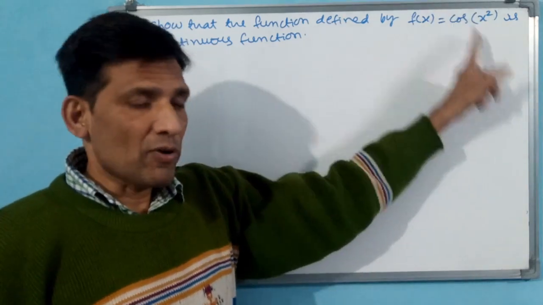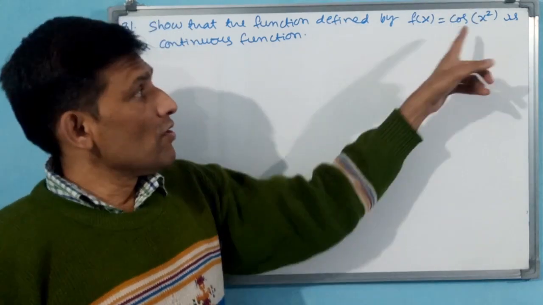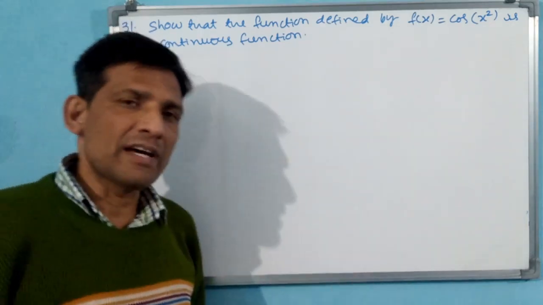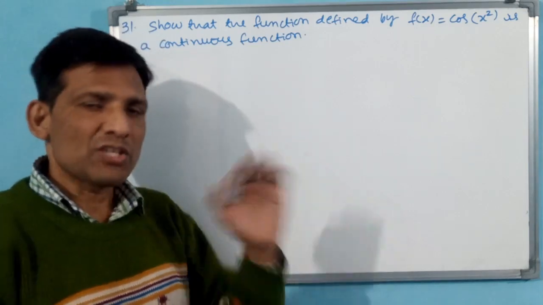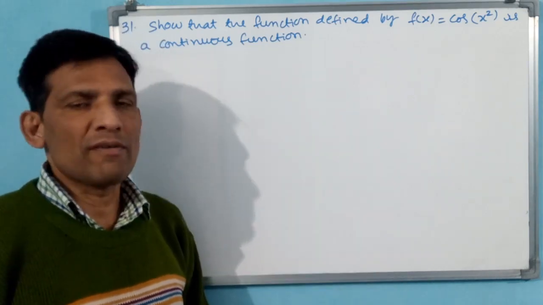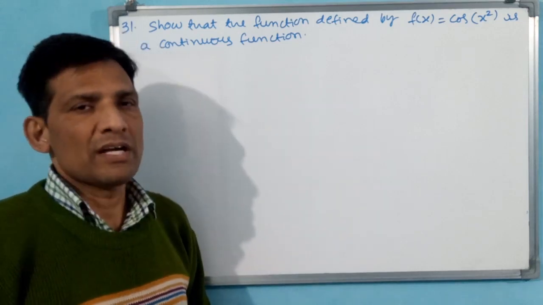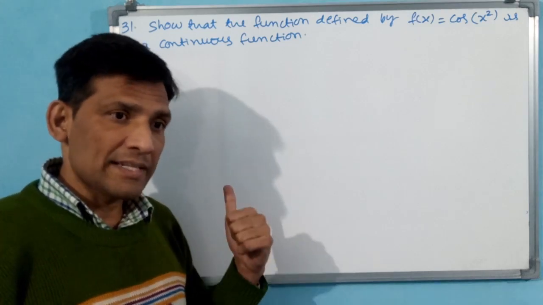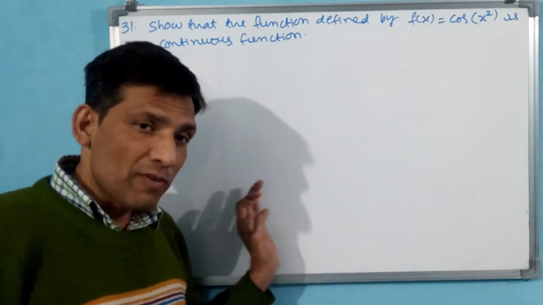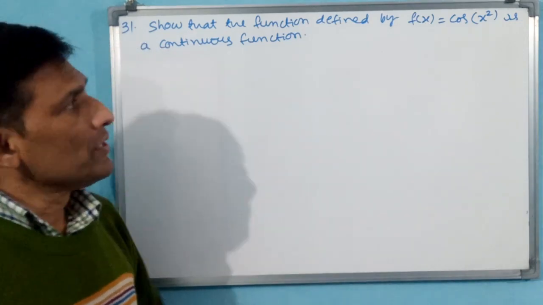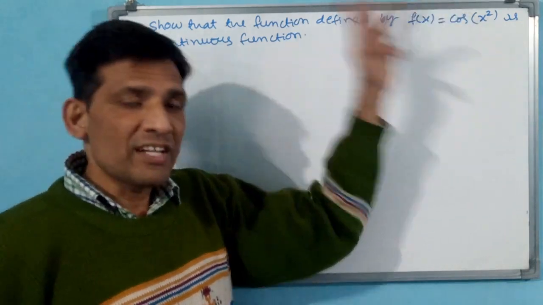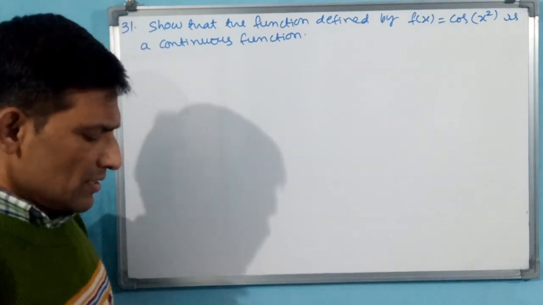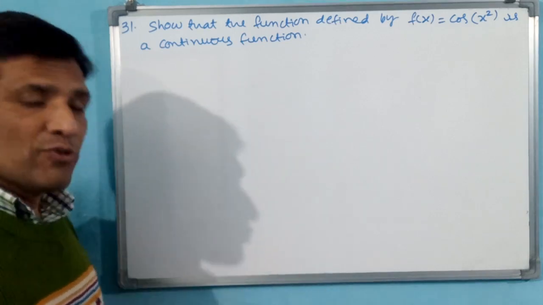And cos x is also continuous. Cos of x square means function of function. If two functions are continuous separately, function of function is also continuous, like we have seen in the algebra of continuous functions. Please keep this in mind. Don't write algebra of functions. If I have written that in the last class, please change it to algebra of continuous functions. That means f of x is equal to cos x square is a continuous function. We know this very well.